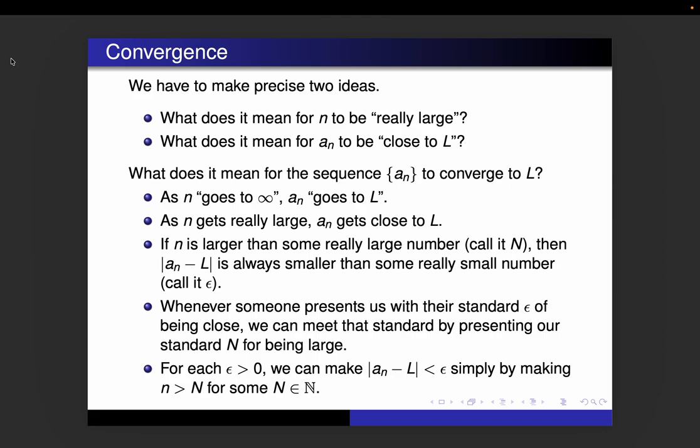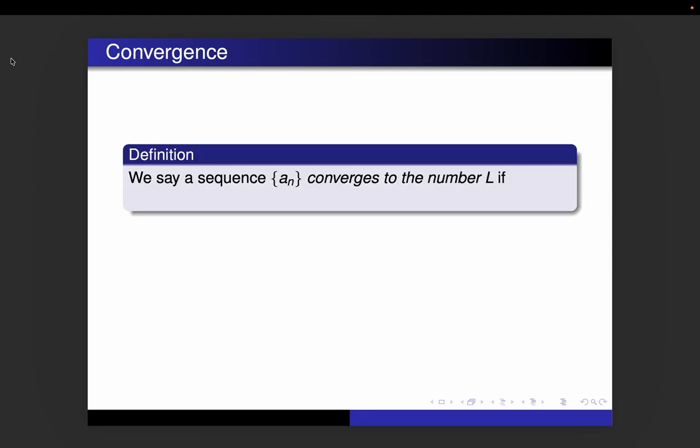Making it more precise still, for every epsilon greater than 0, for every standard of being close, we can make the absolute value of a sub n minus L less than epsilon simply by making little n bigger than big N for some natural number big N. And that finally brings us to the definition of convergence.